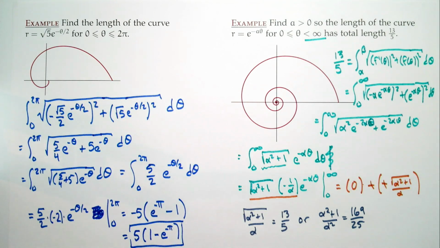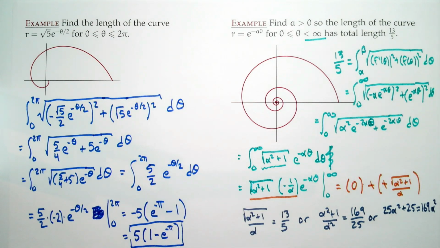I think I heard someone say cross multiply. And if not, I'm going to pretend like they did because that's what I want to do. So, we cross multiply just because fractions can challenge us. When we can get rid of fractions, it's a good idea to get rid of fractions. So, if we cross multiply, 25 alpha squared plus 25 equals 169 alpha squared.